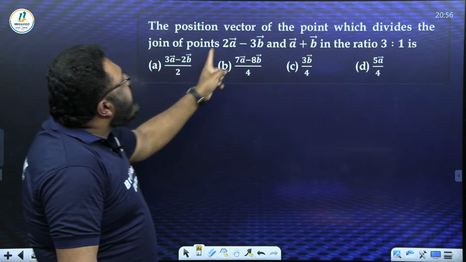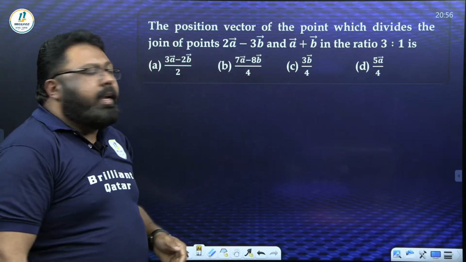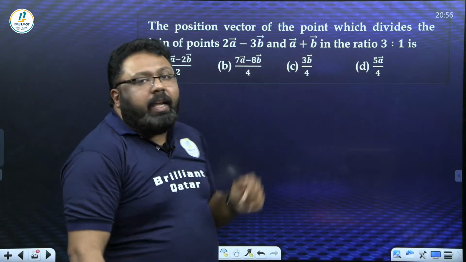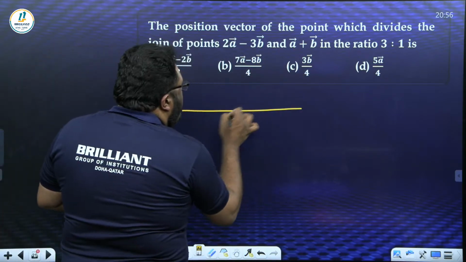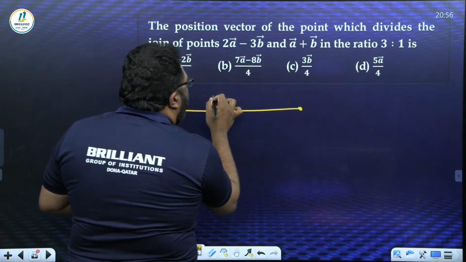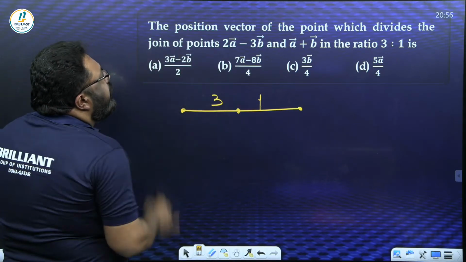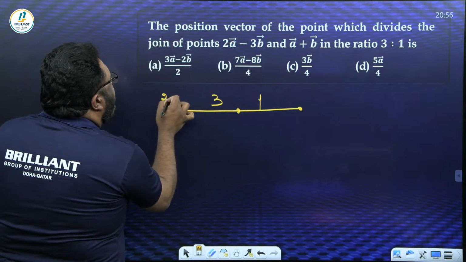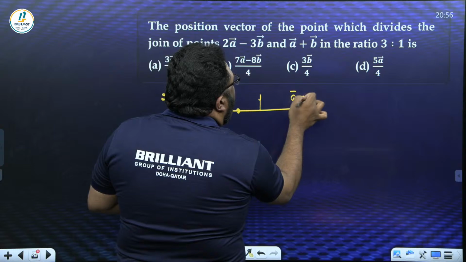Next, the position vector of the point which divides the join of 2a minus 3b and a plus b in the ratio 3:1. Simple concept, my dears. Something which divides in the ratio 3:1, and this is the vector 2a minus 3b, and this is the vector a plus b.